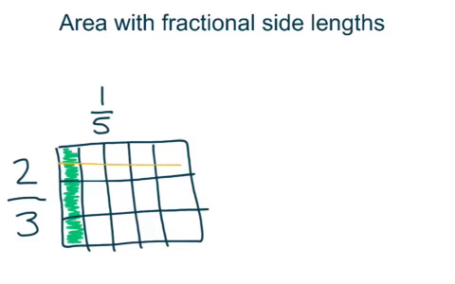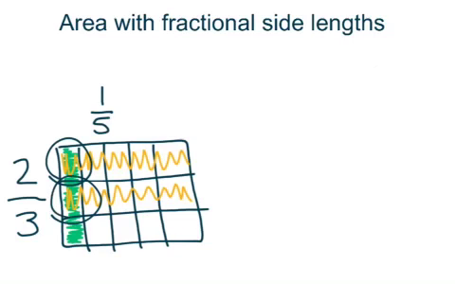And now what we need to do is shade in 2 of those thirds. Now I have 3 rows here. 1, 2, 3. Okay? And my fraction is 2 out of 3. So I'm only going to shade in 2 of those 3. So here's 1. And here's 2.